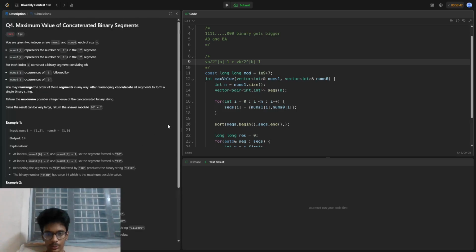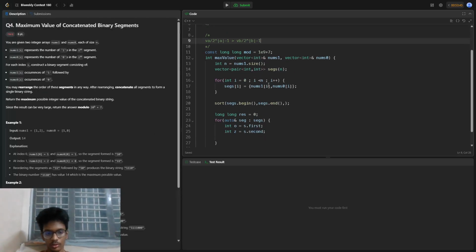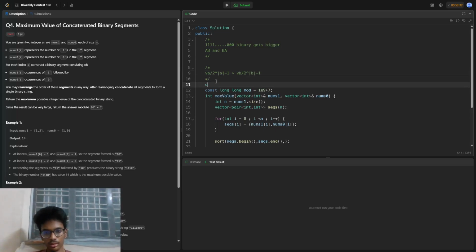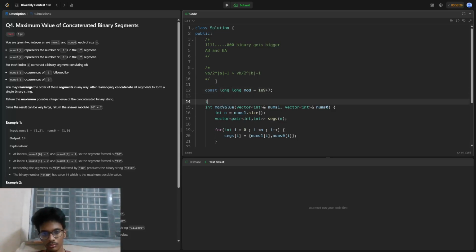So yeah, I should be using modular exponentiation for obvious reasons. So let's simply write a modular exponentiation code here. Let's write, okay, after the modulo declaration. Let's write it as PW, enough.